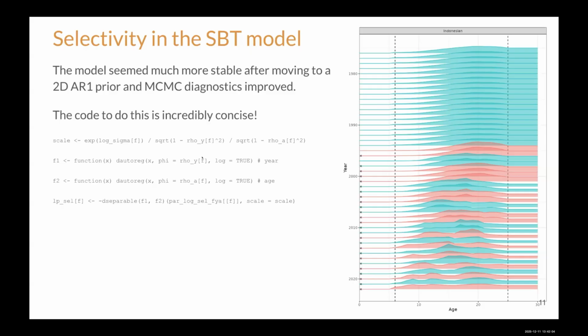So here's the code to do it on the left-hand side here. It's incredibly concise. You've basically just got your autoregressive functions for year and age, and then you combine them in this way within RTMB. And then on the right-hand side here is one of the examples of time-varying selectivity for the Indonesian fishery for that SBT stock assessment model.